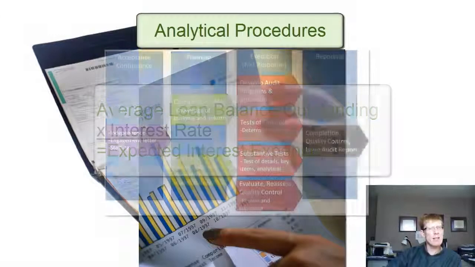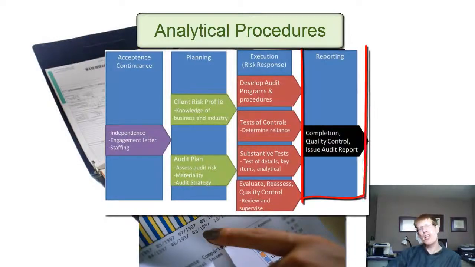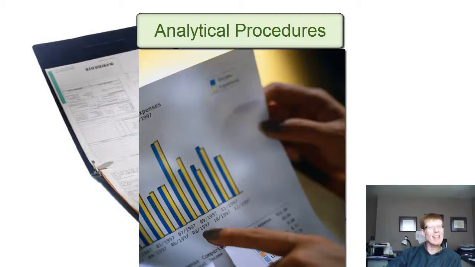And during the completion and the reporting phase, analytical procedures enable a partner or a senior manager to make an overall assessment of the financial statements and allow for one final assessment of whether the audit file sufficiently addresses the areas of possible misstatement.